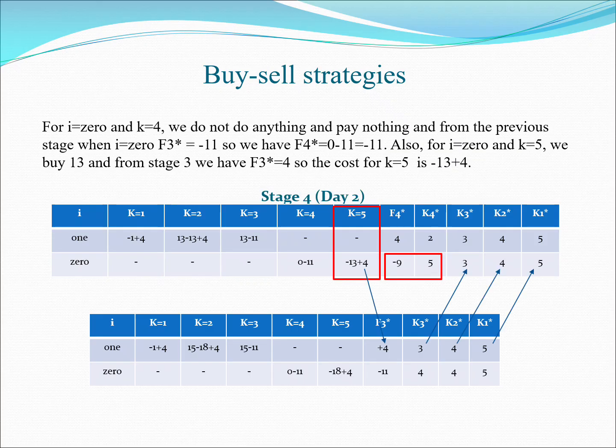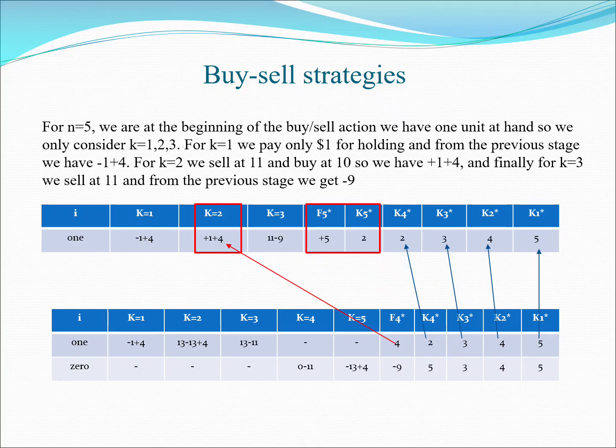For I equals 0 and k equals 4, we do not do anything and pay nothing. And from the previous stage, when I equals 0, f3 star equals negative 11. So we have f4 star equals 0 minus 11 equals negative 11. Also, for I equals 0 and k equals 5, we buy 13. And from stage 3, we have f3 star equals 4. So the cost for k equals 5 is negative 13 plus 4.